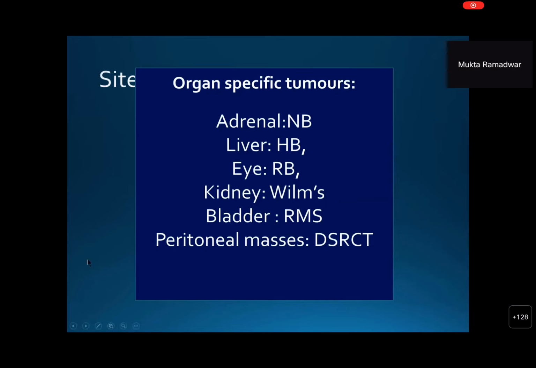If a round cell tumor is occurring in the adrenal, what will you think about? Will you think too much beyond neuroblastoma in a given age? You will not, and you should not, unless the clinical and morphological parameters are way beyond the morphologic spectrum of neuroblastoma. Similarly, for a round cell tumor in the liver, is it wise to think too much beyond hepatoblastoma? No, that should be your first thought. Similarly, in the eye, retinoblastoma; kidney, Wilms tumor; bladder, rhabdomyosarcoma; peritoneal masses, desmoplastic small round cell tumor. So an organ-specific small round cell tumor is an easier situation for enlisting differential diagnosis, and also for deciding the next plan of action for our diagnosis.